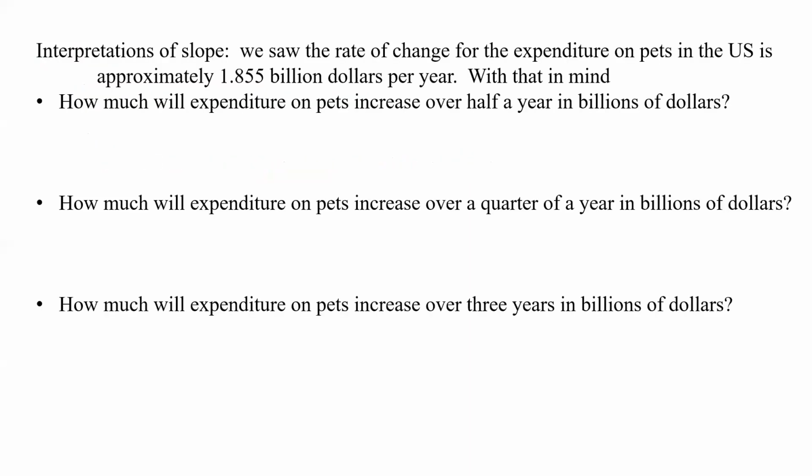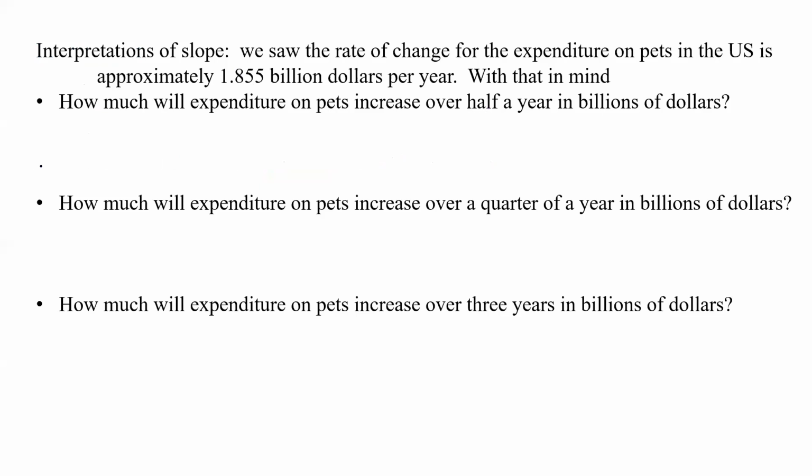Okay, so interpretation of slope. We saw the rate of change for the expenditures on pets was approximately $1.855 billion per year. So with that in mind, how much will expenditure on pets increase over half a year in billions of dollars? We know in 1 year it's going to increase that much. So how much would it increase over half a year?